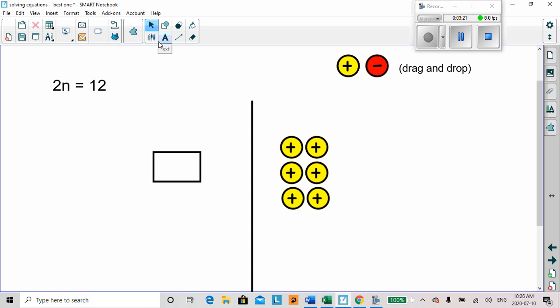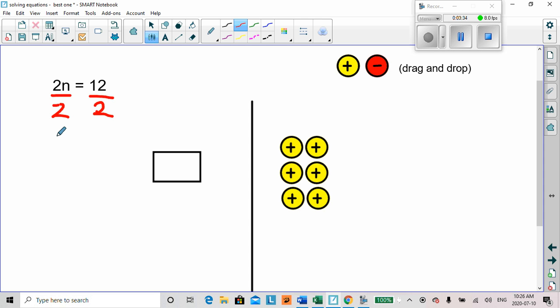So what I did is I divided both sides by 2. And this is how we show that we're dividing both sides by 2. And my answer then is n equals, and you can see here on the right-hand side, that n must be equal to 6.